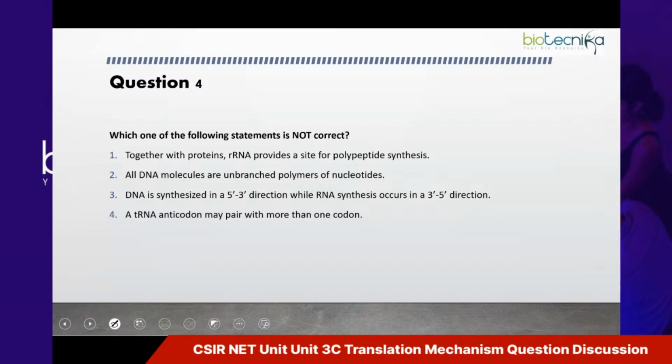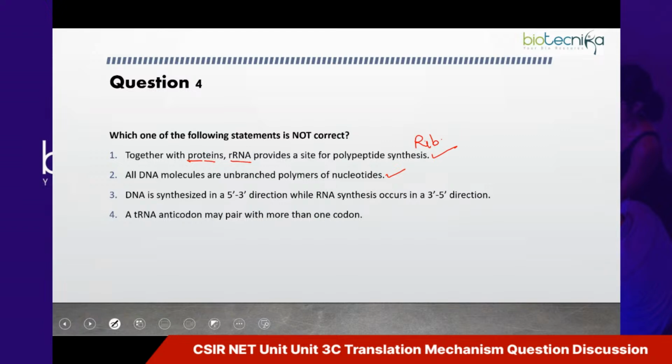Option A: together with proteins, rRNA provides a site for polypeptide synthesis. That is absolutely correct, rRNA and protein make the ribosome. Option B: all DNA molecules are unbranched polymers of nucleotides. That is also true. DNA is a polymer of nucleotides, and it will always be unbranched.